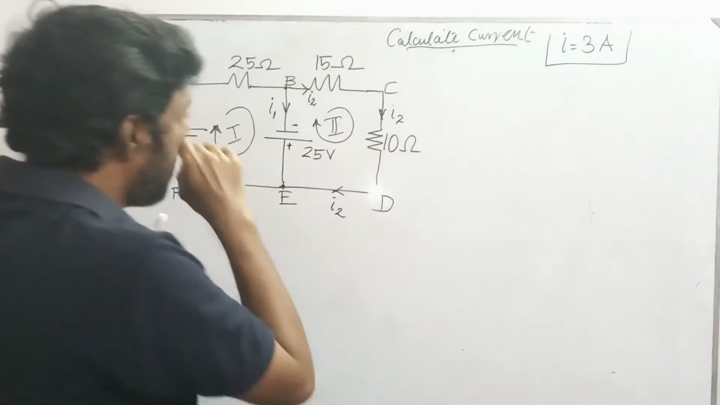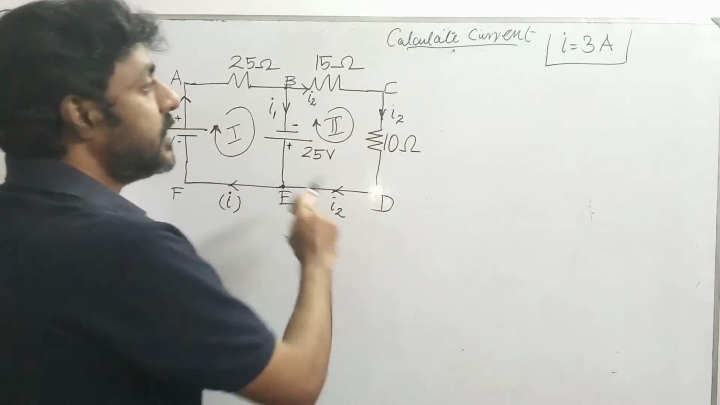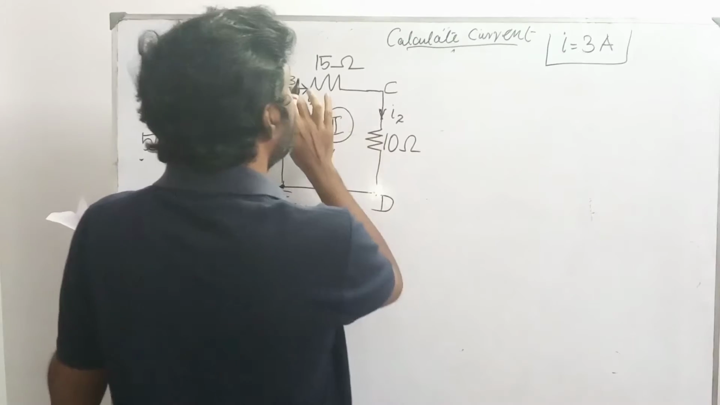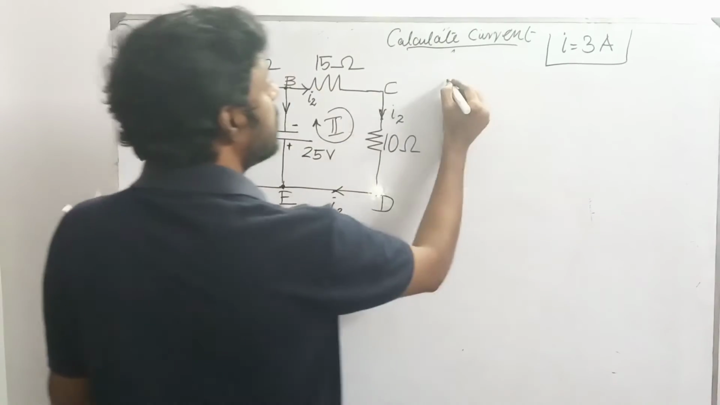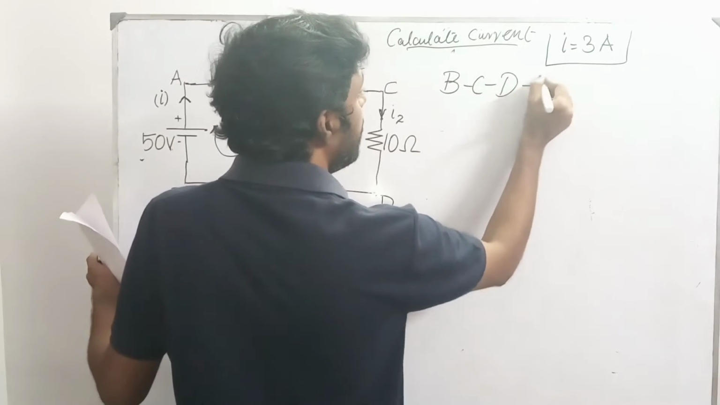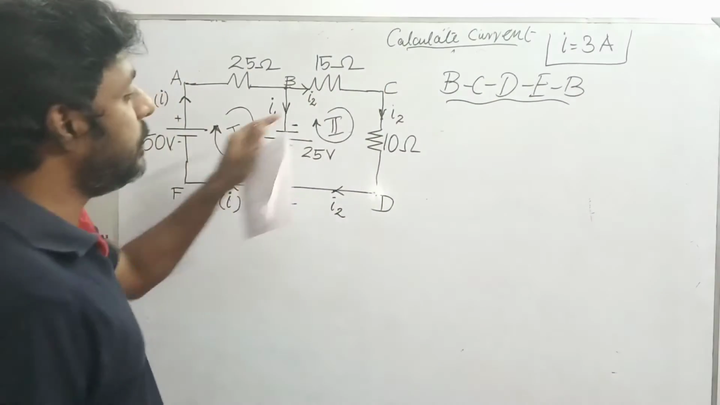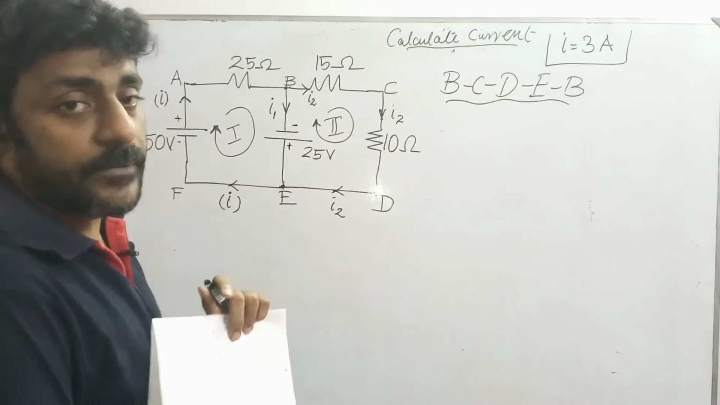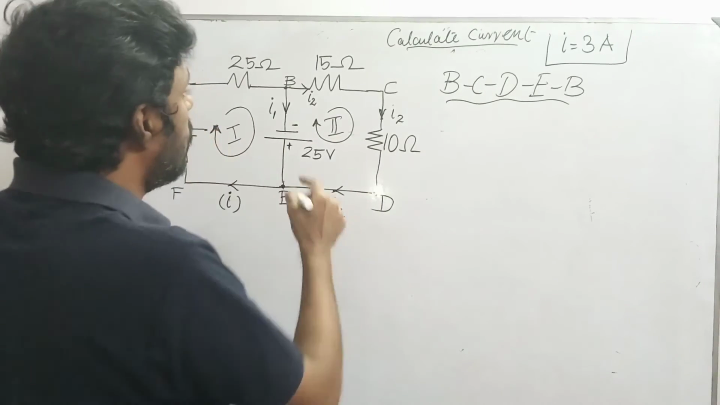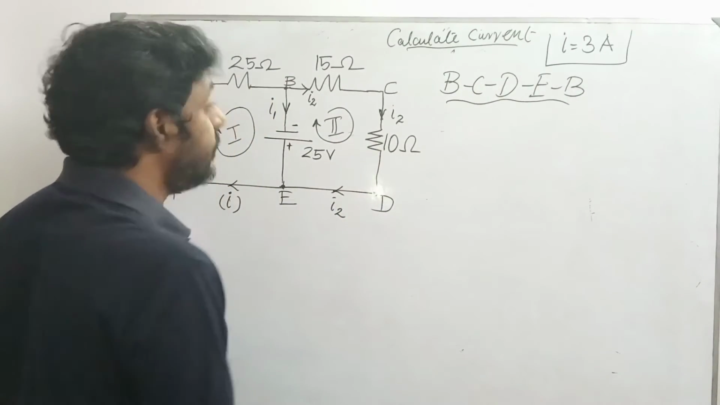Now we need to consider this loop, that is, loop B, C, D, E, B. This is the loop that we need to consider, right? So we need to apply Kirchhoff's voltage law, KVL.